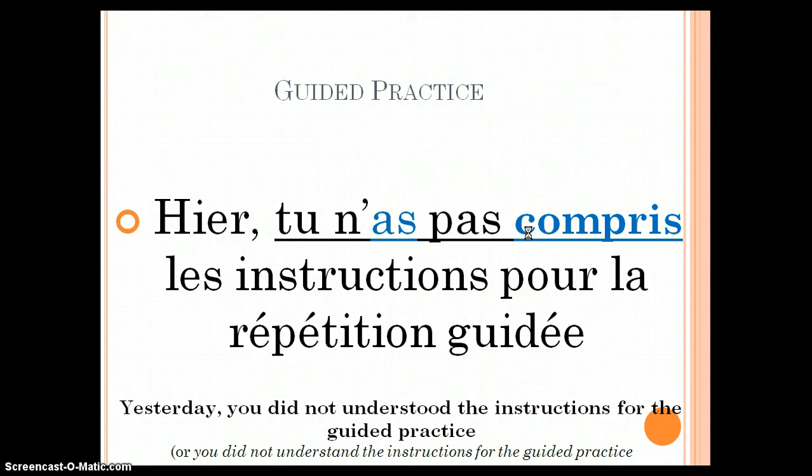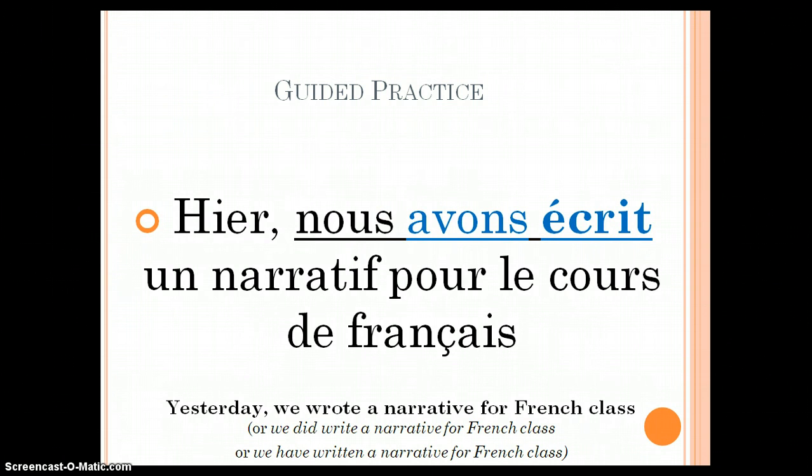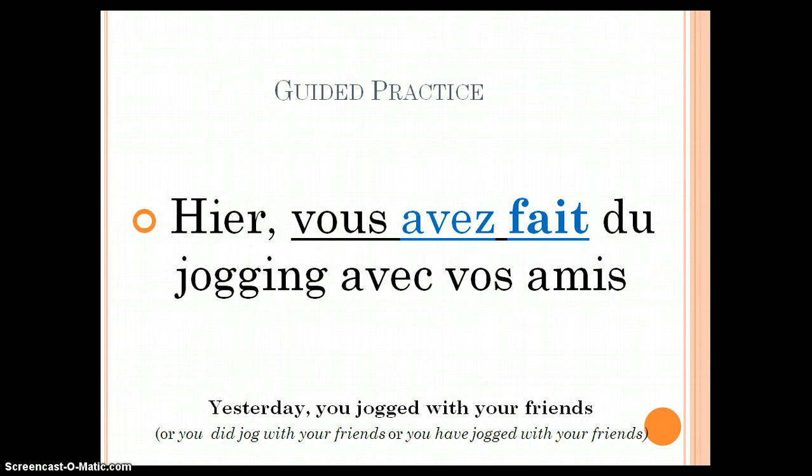Hier, tu n'as pas compris les instructions pour la répétition guidée. As an aside, notice how the ne pas goes around avoir, your auxiliary verb. Hier, nous avons écrit un narratif pour le cours de français. Hier, vous avez fait du jogging avec vos amis.